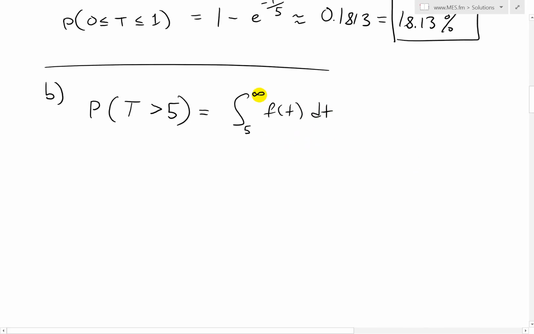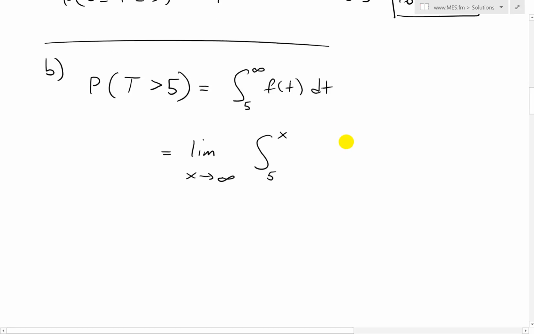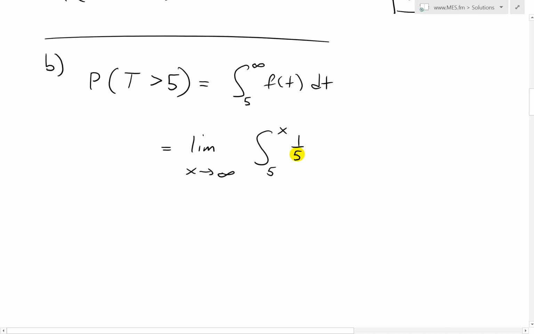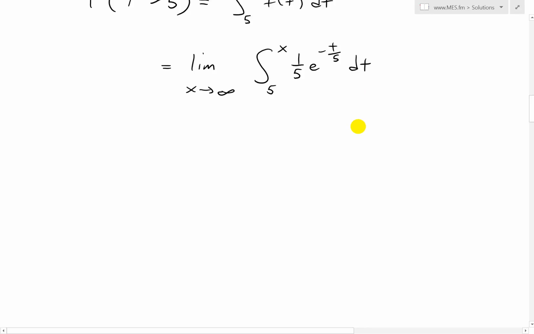And since this is an infinite interval in this integral, we can't just solve it directly, so we have to write this as a limit. So this equals the limit as x approaches infinity of the integral from 5 up to x. And here we'll write f of t, just plug that in, that's just our 1/5 e to the power of negative t over 5 dt. So now we just solve this integral like we would normally do, and then we would have to deal with the limit afterwards.